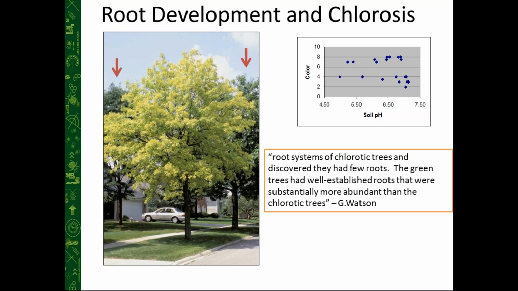And so what Dr. Watson has found at the Morton Arboretum is that healthy trees with a healthy, better intact root system are less likely to be chlorotic. So if you have a pin oak in a high pH soil and it has a great root system, you're not going to see that type of chlorosis.